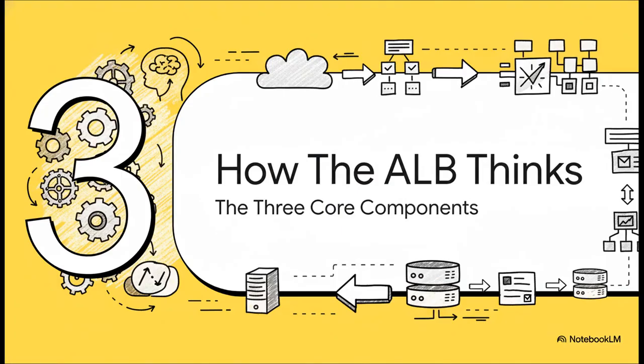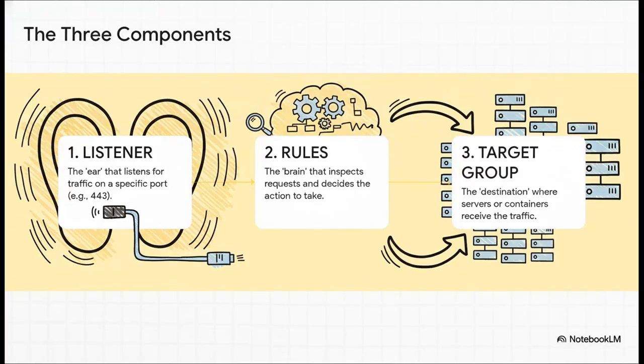So we know what it is, we know why it's so powerful, but how does it actually make these decisions? Let's pop the hood and break down the ALB's thought process. It's actually a pretty simple three-step process. First, you've got the listener. Think of this as the ALB's ear, just listening for traffic on a port.